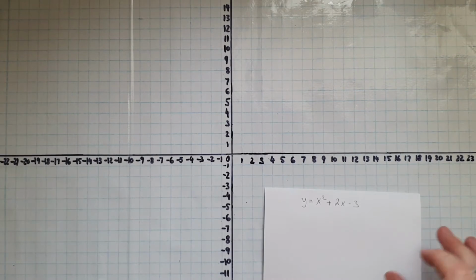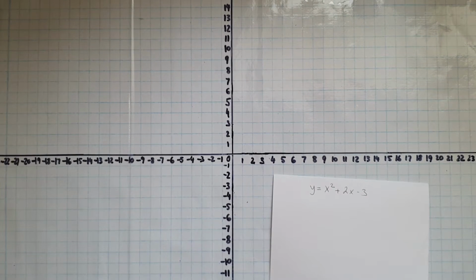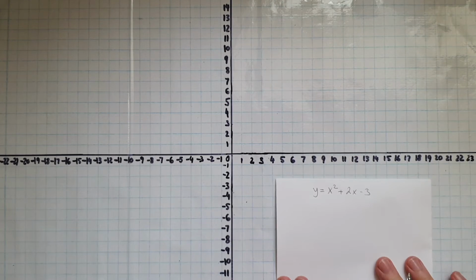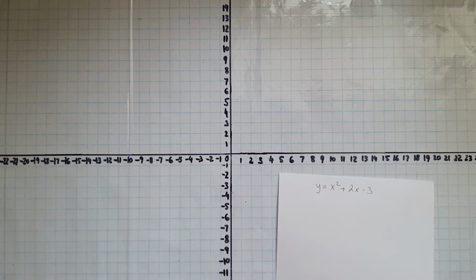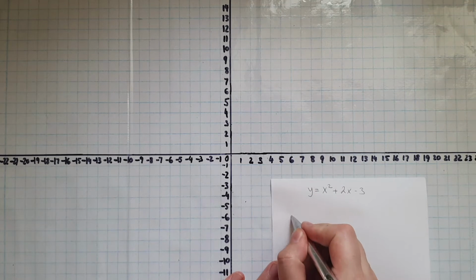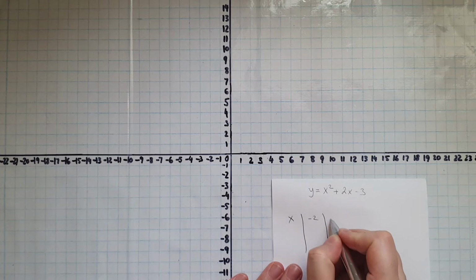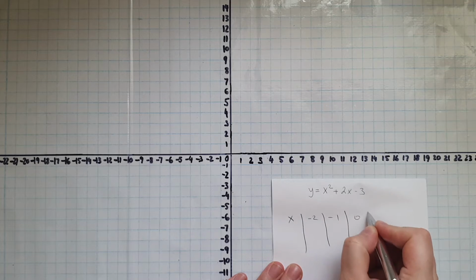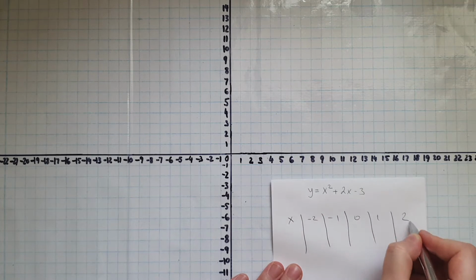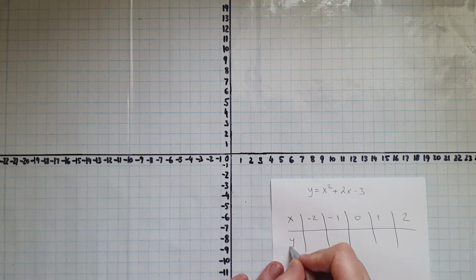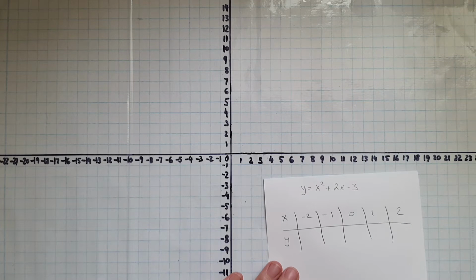In this video, we'll learn to plot quadratic graphs or functions. So just like we did with the linear graphs and functions, we picked some values for x, and this is what we're going to do now. So when x is -2, -1, 0, 1 and 2, we'll work out the value for y.